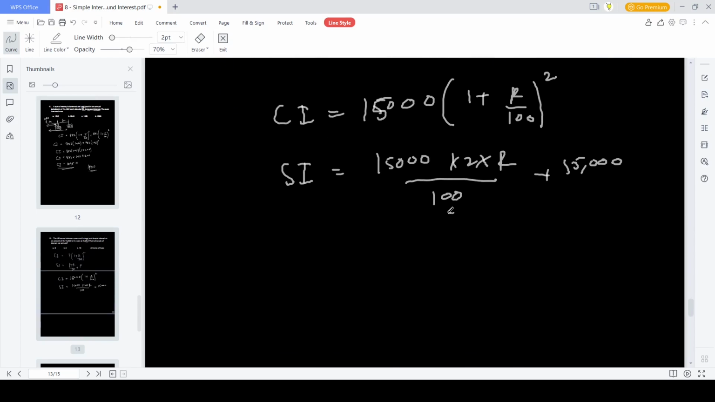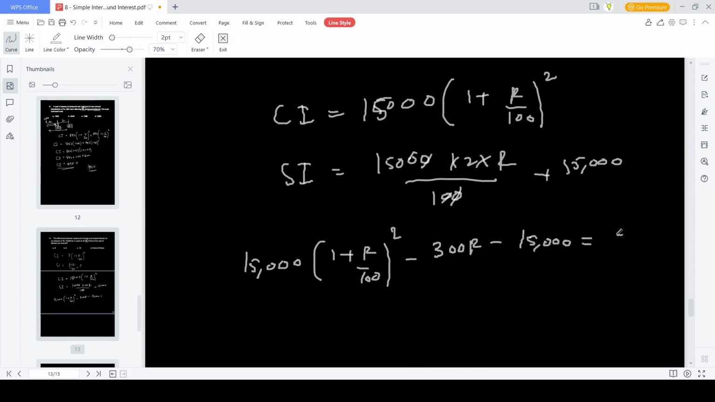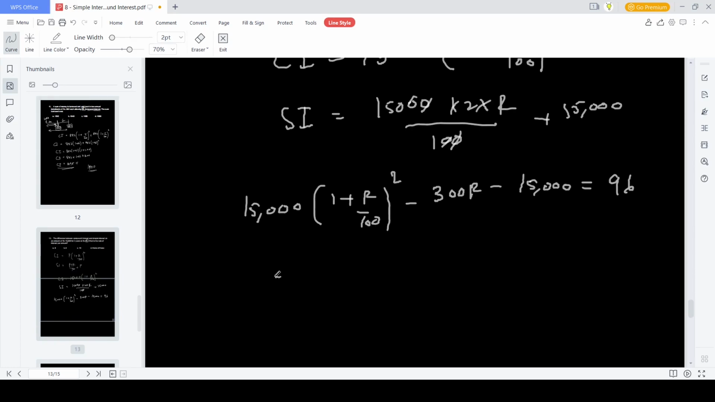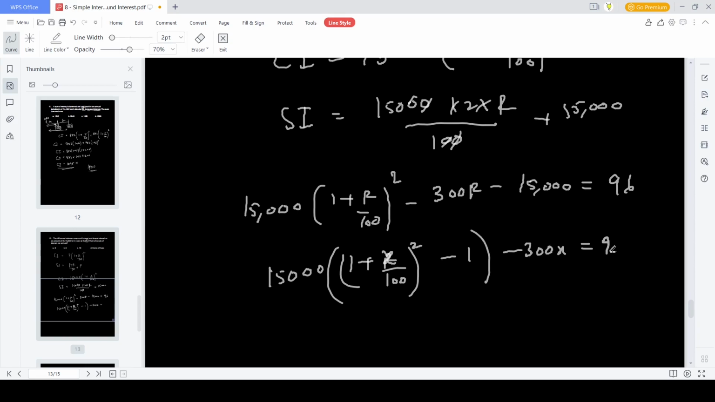So I will subtract these two. I will just simplify a little bit. You'll get 300R. Okay, fine. So I'll get 15,000 into (1 plus R by 100) the square minus 300R minus 15,000 is equal to 96 rupees. So I can take 15,000 common, and I get (1 plus x by 100) the whole square minus 1, minus 300x is equal to 96.